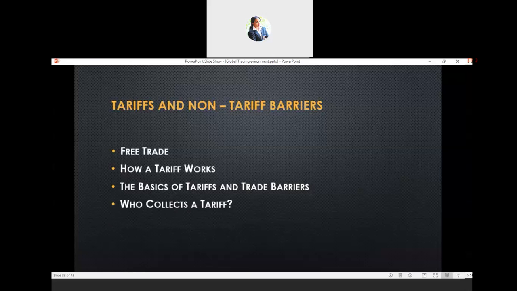Now, the next question is, who collects a tariff? In very simple words, a tariff is nothing but a tax. It adds to the cost borne by consumers of imported goods and is one of the several trade policies that a country can enact. Tariffs are paid to the customs authority of the country which imposes the tariff.